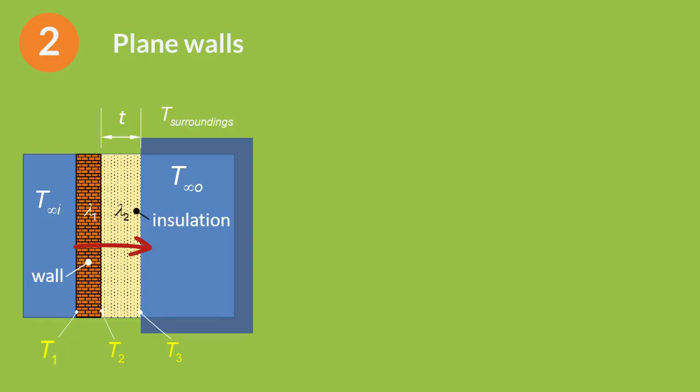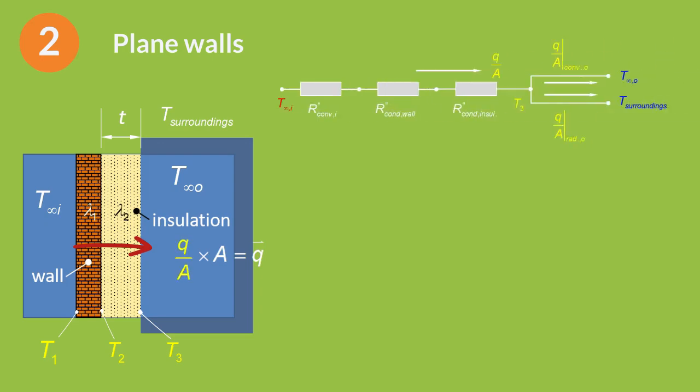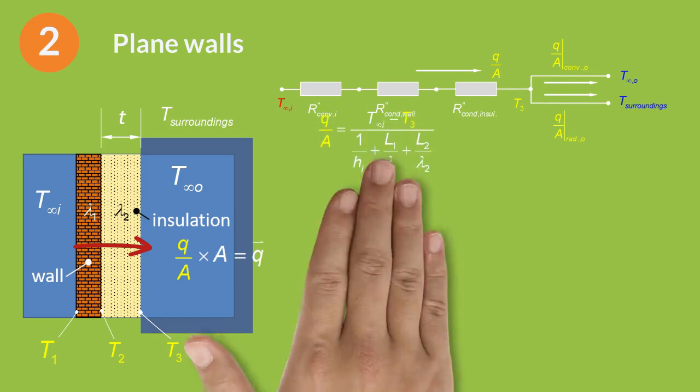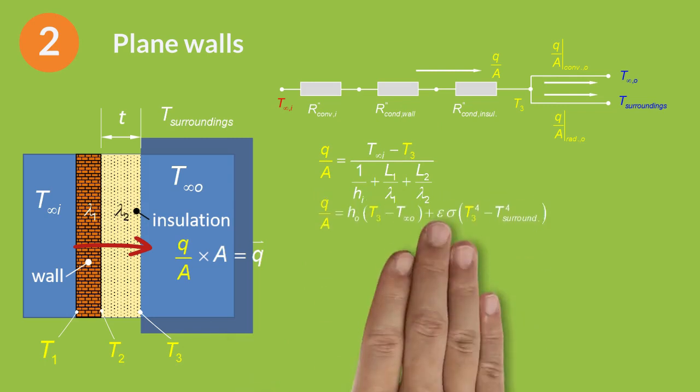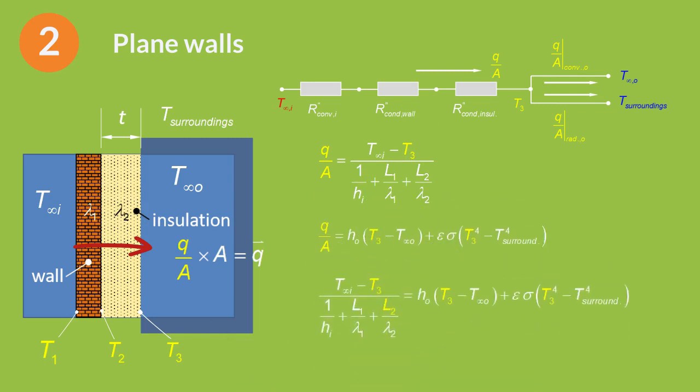In plane walls, we can do the calculations using the heat flux, Q divided by A. After calculating the heat flux, to calculate the heat output, it will be enough to multiply by the surface. We can use this circuit for writing the heat flux equations in this composite wall. The equations for the balance between the inner fluid and the outer surface, for the calculation of outer convection and radiation, and for the energy balance in the outer surface are simplified for plain walls.